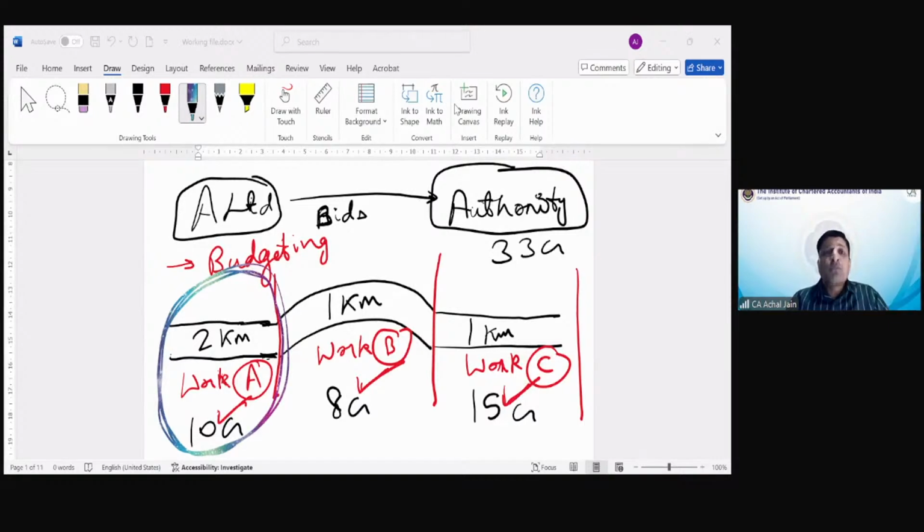Now let's suppose tomorrow A Limited completes work A, means A Limited completes contract A, and takes the money for contract A. So can you tell me what is the amount of revenue which A Limited will recognize in such a case? Over to you. What is the amount of revenue which A Limited will recognize?